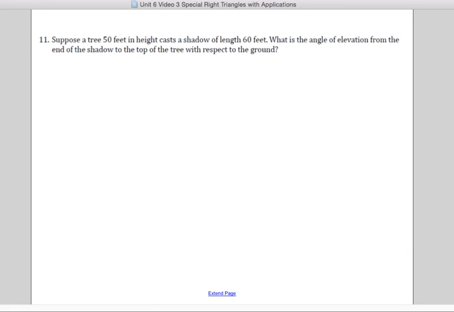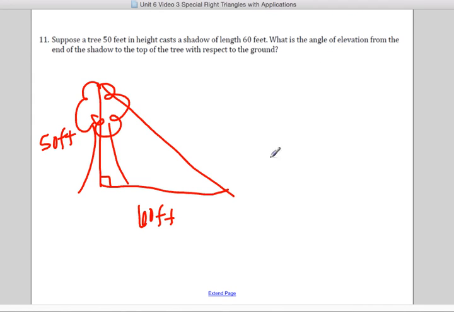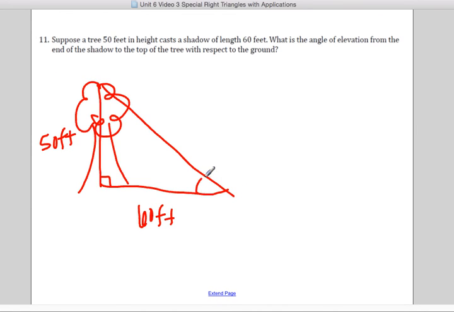Last example, suppose a tree 50 feet in height casts a shadow of length 60 feet. So once again, we got a tree. This time, the height is 50 feet, and it casts a shadow of 60 feet. What is the angle of elevation from the edge of the shadow to the top of the tree? So I'm here looking up. So this angle we need to find.